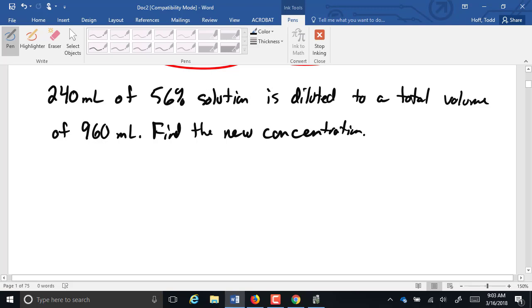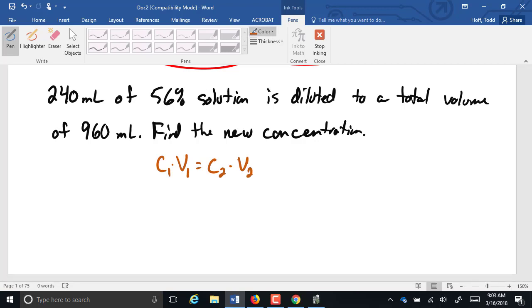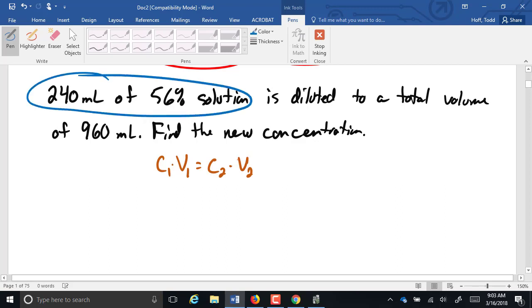So again, I tend to always write out the formula: C1V1 equals C2V2. And I usually let C1 and V1 be the solution that I know both the volume and the percent for. That's this one here. We have 240 milliliters, 56%. So that's 56 times 240.